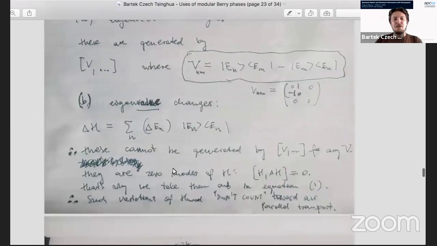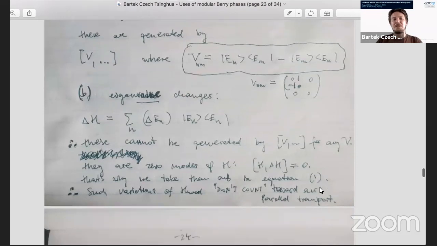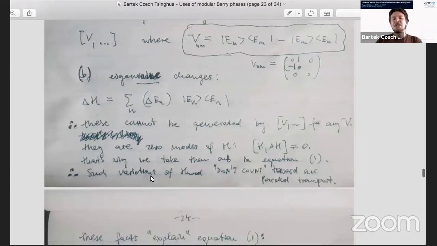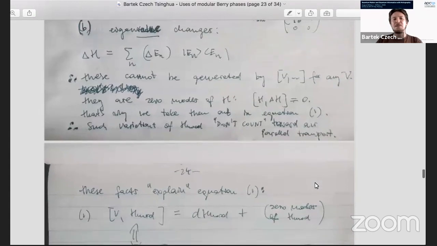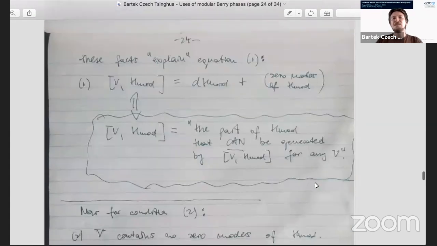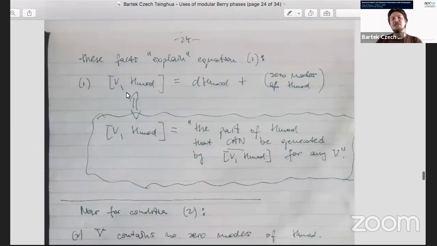Okay, so that's what I'm saying here: because the eigenvalue changes in H are zero modes of H, because they cannot be generated by a commutator with anything, therefore we take them out in equation 1. That's what we just saw. And such variations, the variations that affect only the eigenvalues and not the eigenvectors, simply don't count towards our parallel transport. We ignore them in checking what parallel transport is. Okay, so the explanation for the first equation is this one.